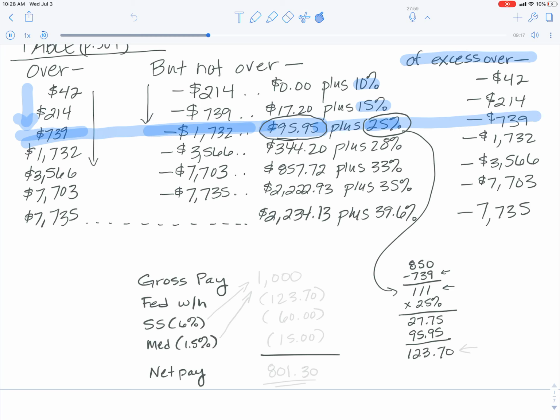So now we can start calculating our paycheck. First of all, our gross pay was $1,000. Now you don't take out your allowances here. I know we only plugged in $850 into the table, but that's the only reason we do that. We only calculate withholdings with that number, and then we don't actually take the $150 out of the check. We do, however, take your withholdings out of your check, so we're going to take out $123.70.